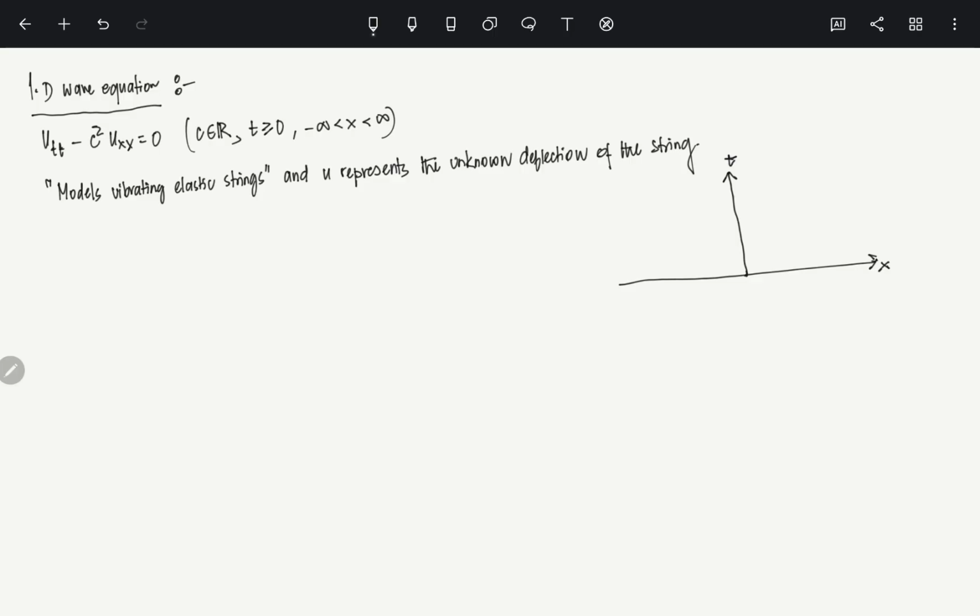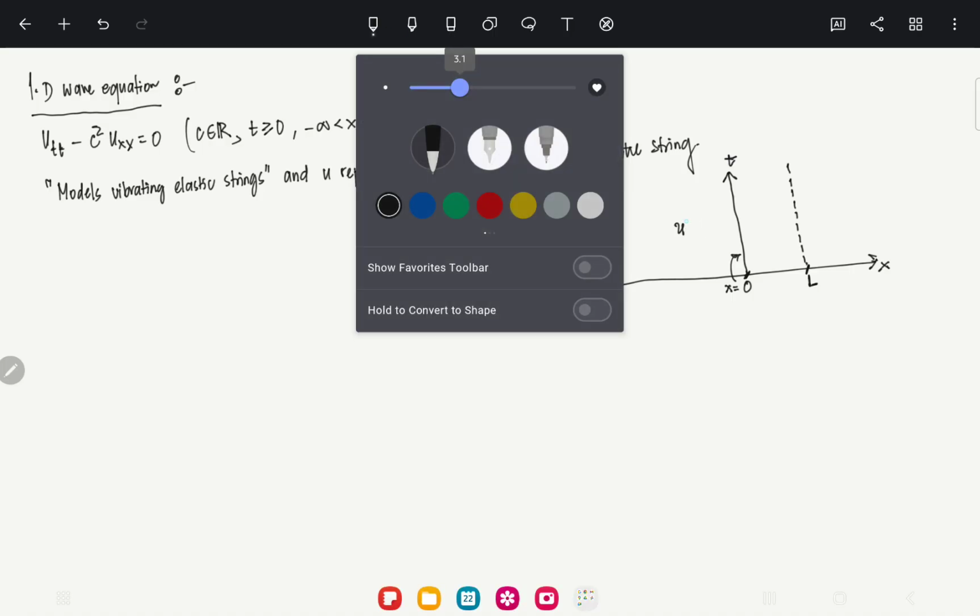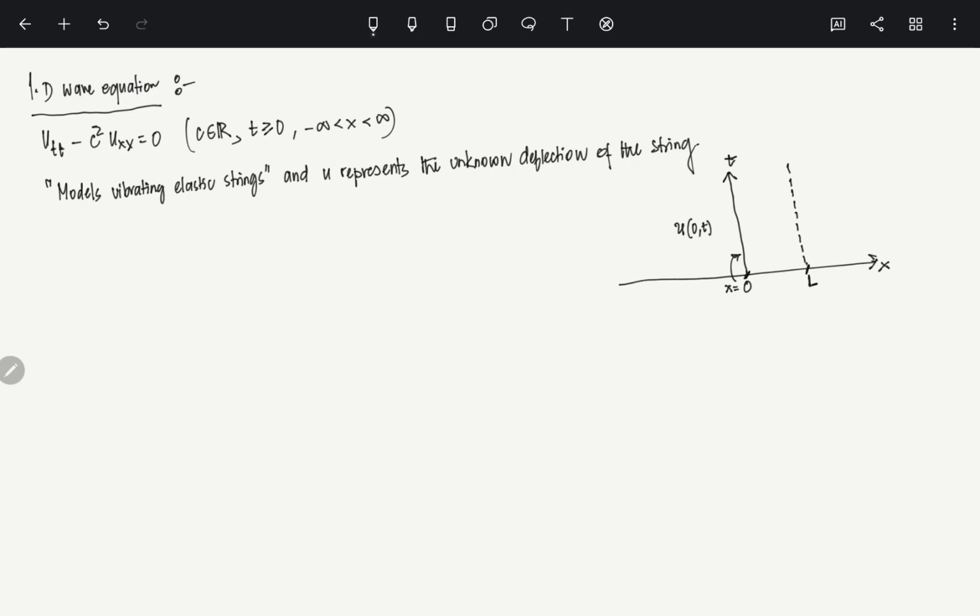What we'll do is this: this is the x equals 0 line, and there is another line, x equals L, where capital L is some number. So there will be two boundary conditions given here. Essentially, u at the point (0, t) is going to be 0.